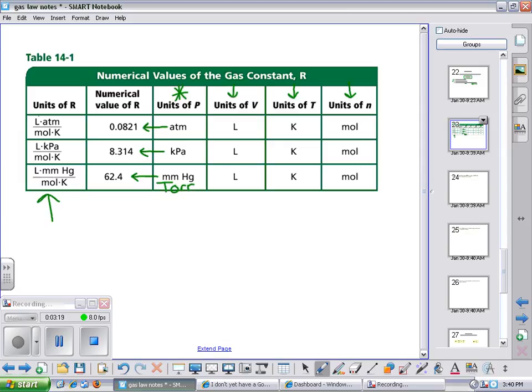Now it's got a crazy unit for the R value. It's the volume unit times the pressure unit, and notice in each one the pressure unit is different, and this one here can be millimeters of mercury or torrs. You divide those two by the moles and the kelvins. Okay, so make sure you learn that unit because it's a big one that you're going to be using in your problems.